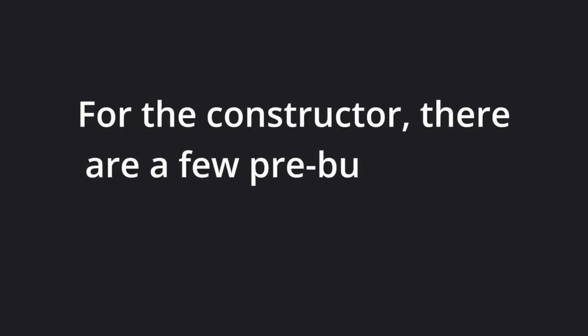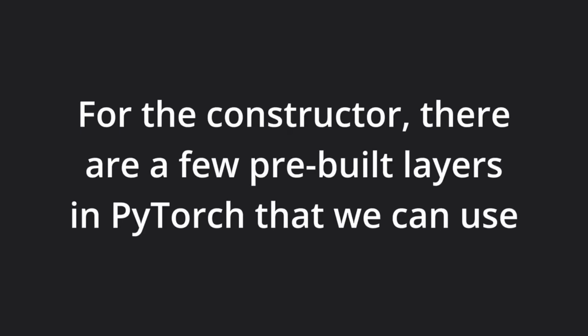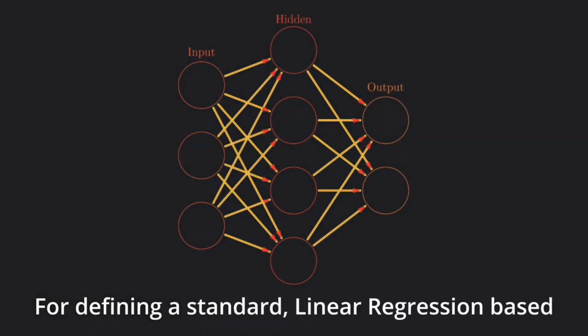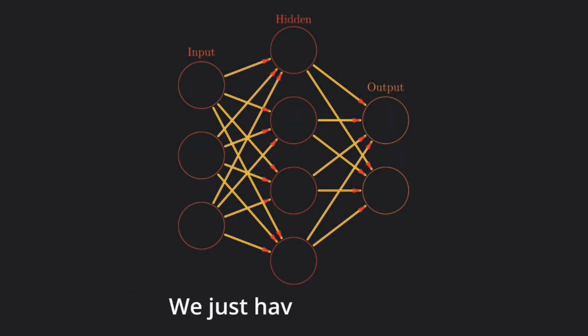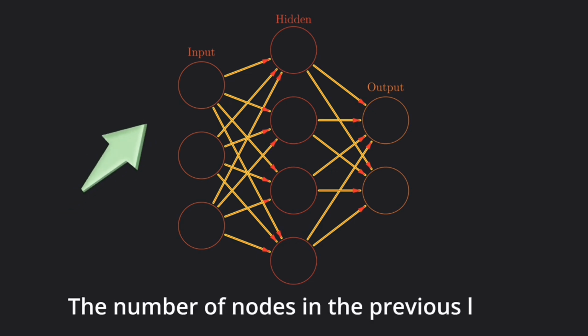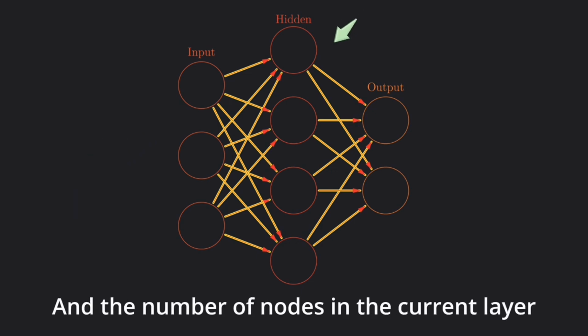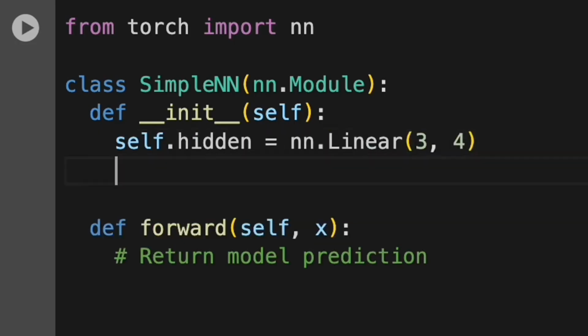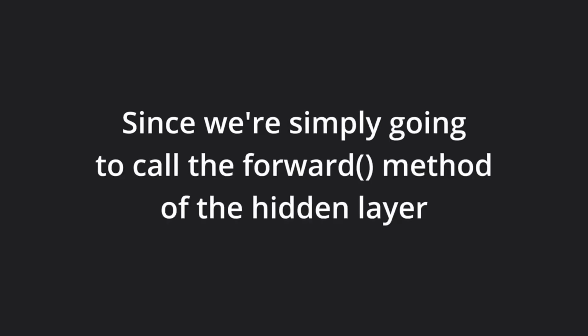For the constructor, there are a few pre-built layers in PyTorch that we can make use of. The first is nn.Linear for defining a standard linear regression-based hidden layer. We just have to specify the number of nodes in the previous layer and the number of nodes in the current layer being defined. That means we can declare the hidden layer of this diagram with this line of code, and we can declare the output layer of this diagram with this line of code. There's no need to define the input layer, since we're going to simply call the forward method of the hidden layer and pass the input vector in.